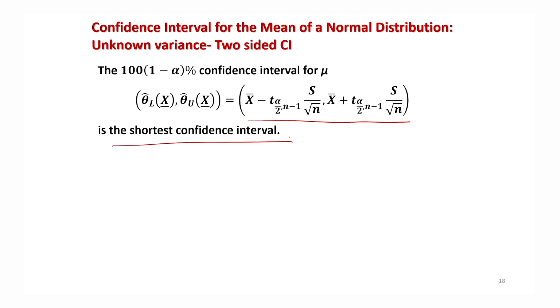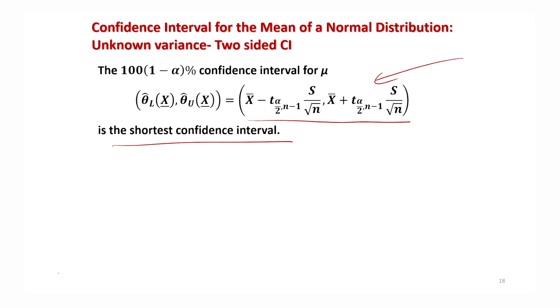If you remember, in the beginning we had talked about different concepts, about what type of confidence interval is going to be good or bad. So we had discussed that a shorter confidence interval is preferable, right? So it is proved in statistics that if you try to obtain the confidence interval for mu from a normal population when sigma square is unknown, then this confidence interval has the shortest length.